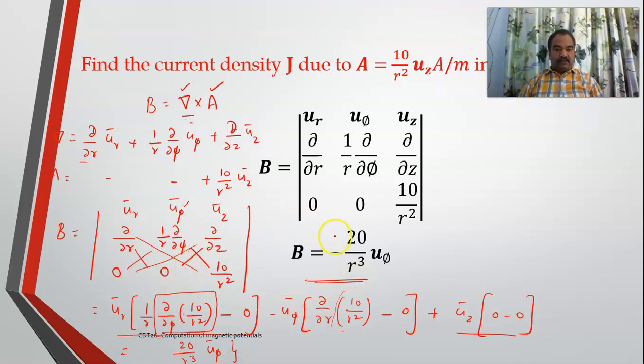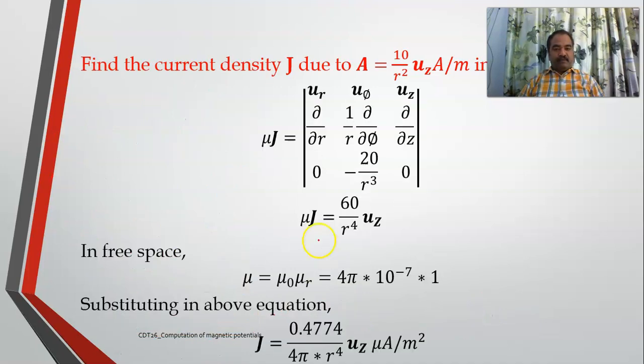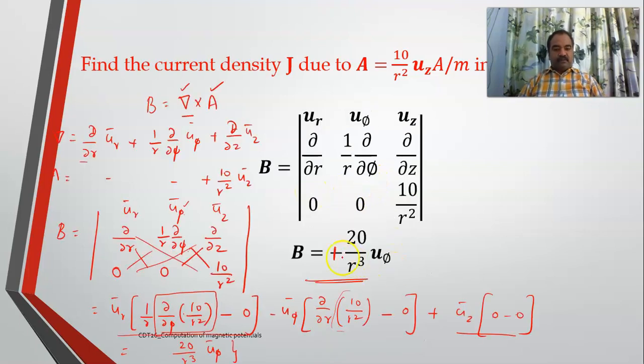Okay, I think this is plus, I think, right? So 20 by r cube u. So once I do have it, now, I think it is plus or minus. Let me check once again. Minus u5, and this is, yeah, I think it is plus.